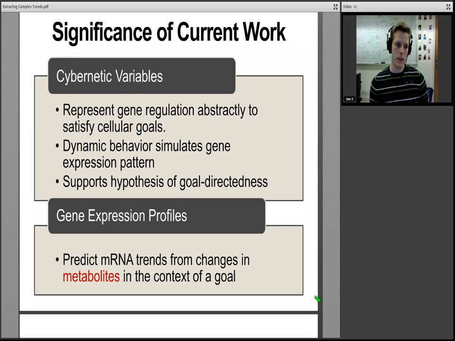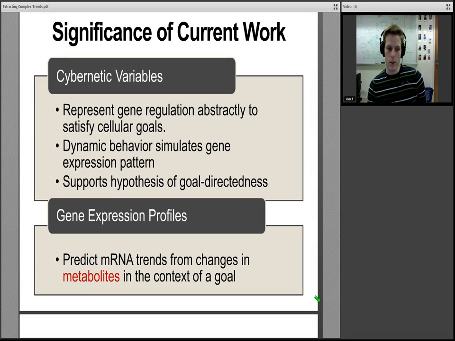So what is the significance of all this? Cybernetic variables are used to represent gene regulation abstractly to satisfy cellular goals. And so basically, we're saying that reactions are turned up or down based off of each reaction's ability to achieve some goal. And so when we actually go and develop a model to describe the metabolic behavior of some system with this goal-based idea, we can see that the dynamic behavior of these model variables actually stimulate gene expression, which is the actual biology's way of achieving control. And so this supports our hypothesis that metabolism is goal-directed.